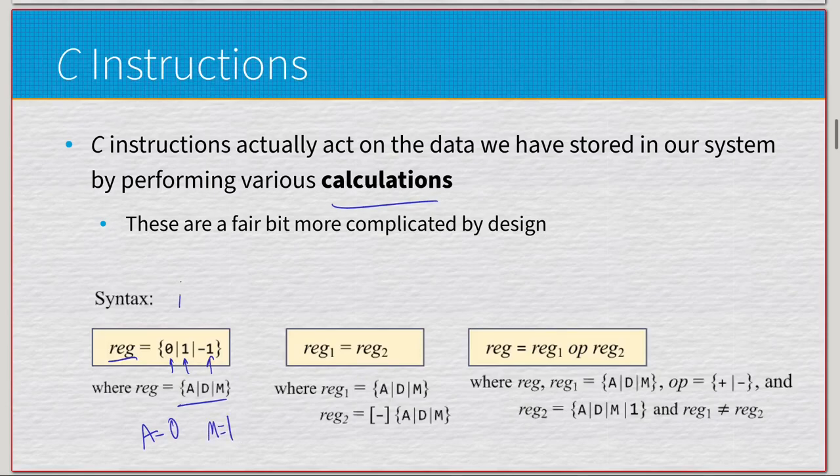These are the only three constant values that you can use, like A equals 0 or M equals 1. If you try to do something like A equals 5, this does not work. You can only use 0, 1, negative 1 because 0, 1, and negative 1 are results from the ALU. So if we want to do like A equals 5, you'd have to do an A instruction of @5. So keep that in mind. Next one is register 1 equals register 2, and this is something along the lines of A equals M.